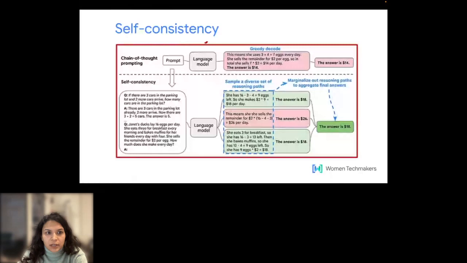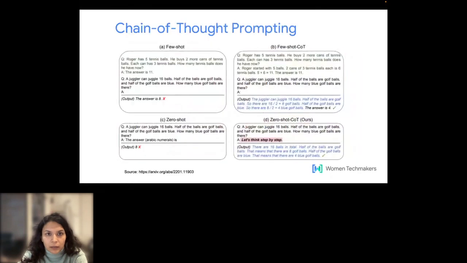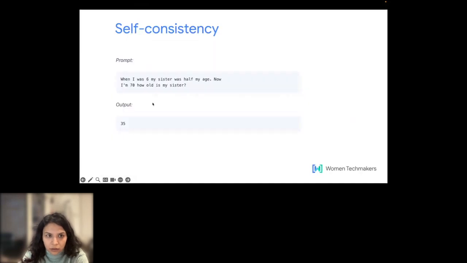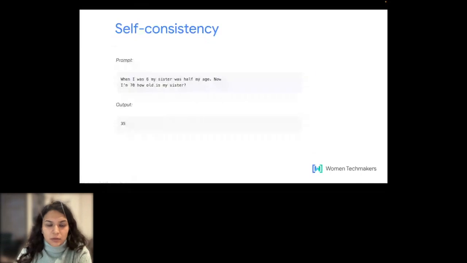Now self consistency is another extension to chain of thought prompting. Let's go through the example first, as it would be easier. So let's say I gave this prompt to the model: when I was 6, my sister was half my age. Now I am 70, how old is my sister? And the output comes as 35.